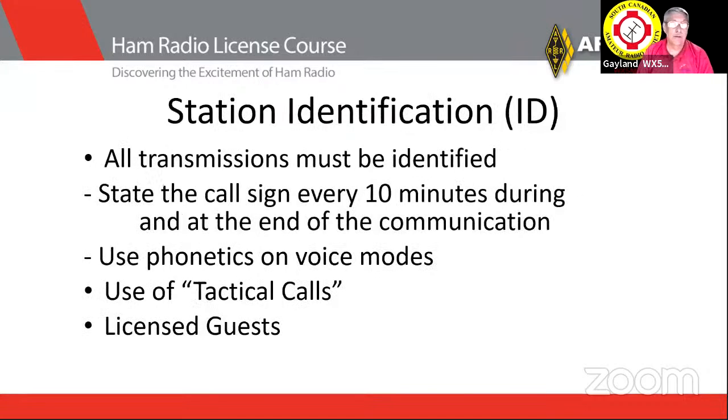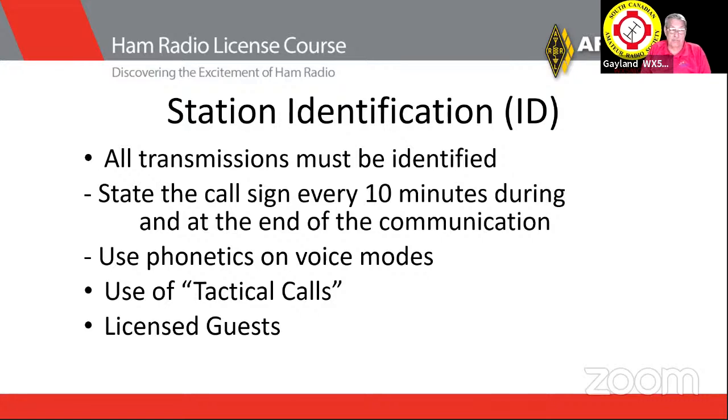Let's see here. We talked about station ID. The deal is every transmission has to be identified somehow, by stating your call sign every 10 minutes and whenever you finish. You are not legally required to use phonetics on voice modes. It's good practice, depending on what voice mode you're using.